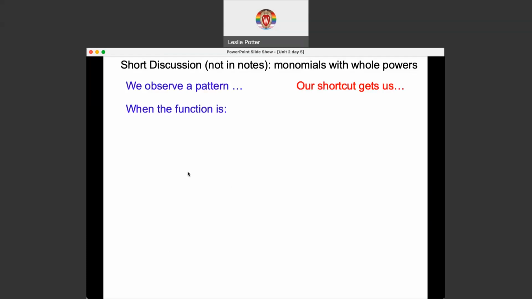So we observe a pattern. Our shortcut gets us what? When the function is this, the derivative is that. When we observe this pattern in the function, our power rule, or our shortcut, gets us this derivative. Here's our pattern in the function: we have a polynomial, it's a power of 2. We know that the derivative is 2x. Bring down the 2 and then reduce the power by 1, so it's 2x to the 1 power. That's the derivative. 2x to the 1 power is just 2x.